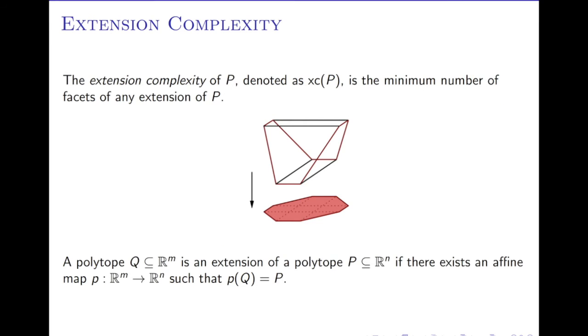So lastly, let's look at pitch from a different perspective. In particular, the complexities of a polytope that is being defined by all bounded pitch inequalities. So the complexity here will be measured by something called extension complexity. So extension complexity of a polytope, denoted as such, is the minimum number of facets of any extension of P, where an extension of P is essentially just another polytope lying in a higher dimensional space which can be affinely projected exactly to your original polytope P.